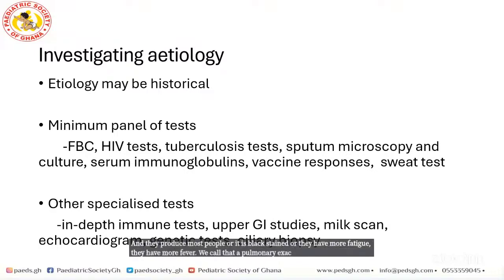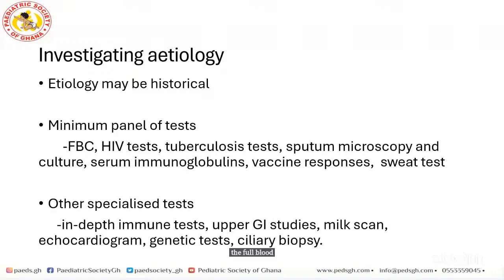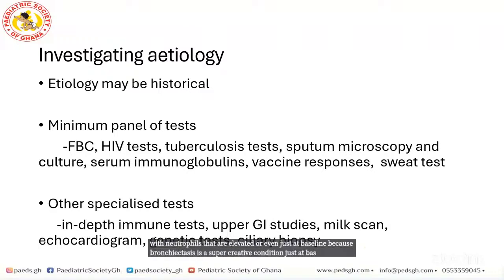And in those ones, the full blood count may show a high white cell count with neutrophils that are elevated, or even just at baseline, because bronchiectasis is a suppurative condition. Just at baseline, they may have slightly raised white cell counts. So you are looking for that.